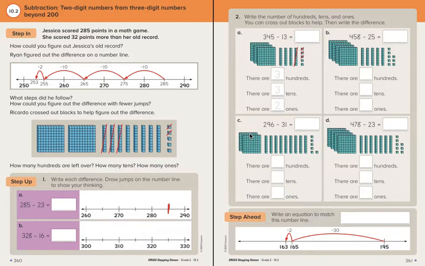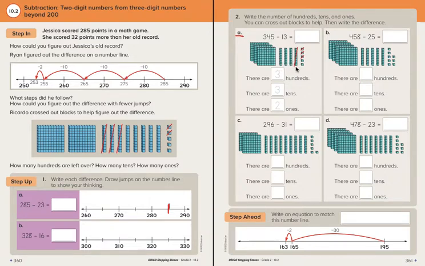You can cross out blocks to help. Then write the difference. If you'd rather do it horizontally, you can, but I think this is a great way to do it because it's a way that we're all super familiar with. I'm going to do A with you guys first. 345, take away 13. Look at that, they helped us out.